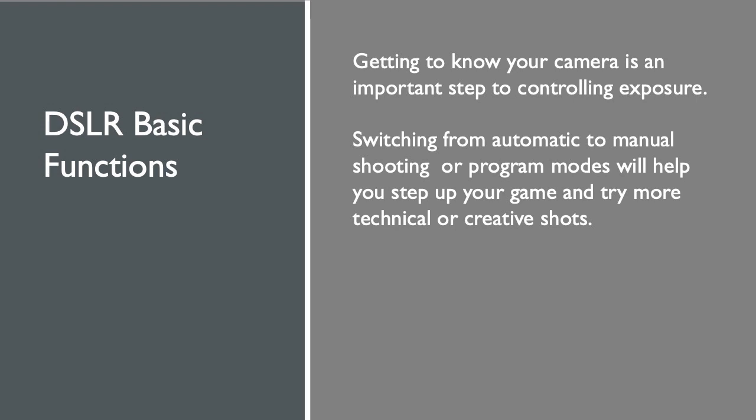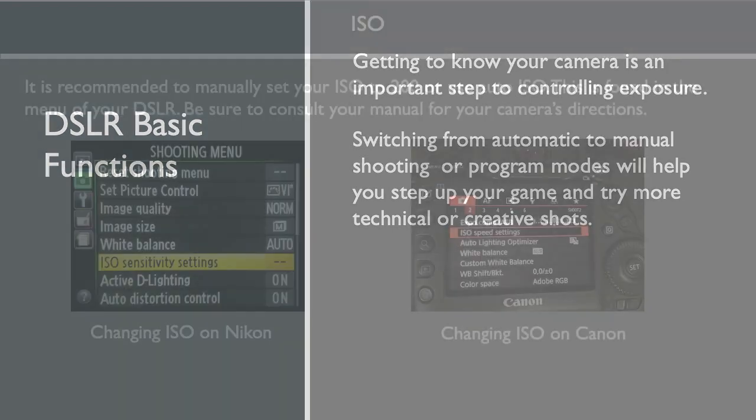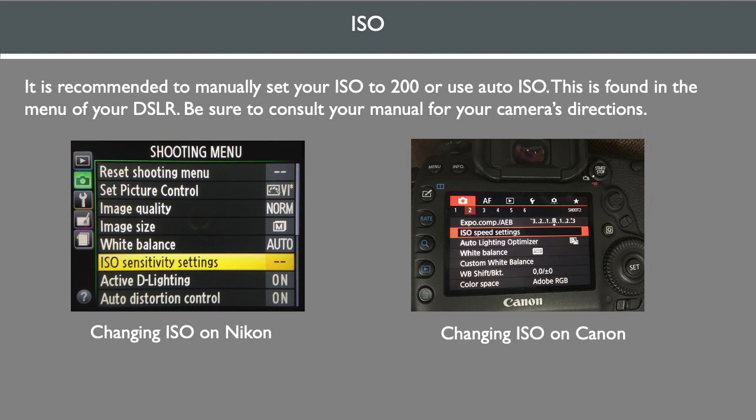Switching from automatic to manual shooting or program modes will help you step up your photography skills and try more creative or technical shots. Let's look at basic DSLR functions. It's recommended to manually set your ISO to 200, or you can simply use Auto ISO. This is found in the menu of your DSLR. Be sure to consult your manual for your camera's directions.